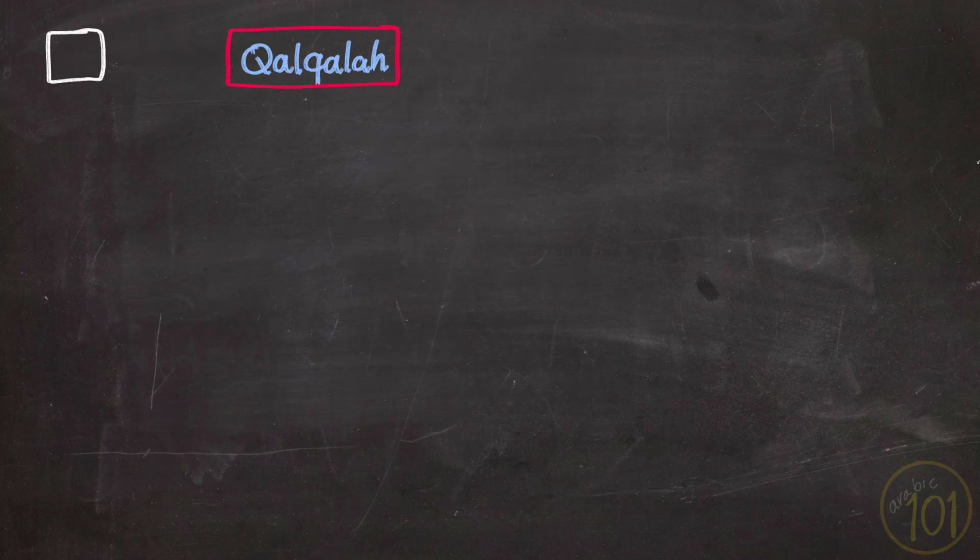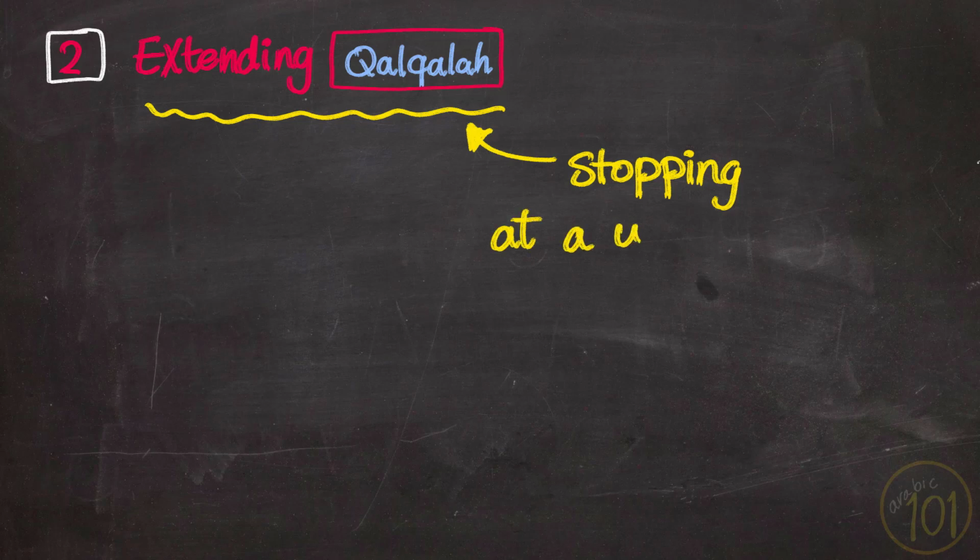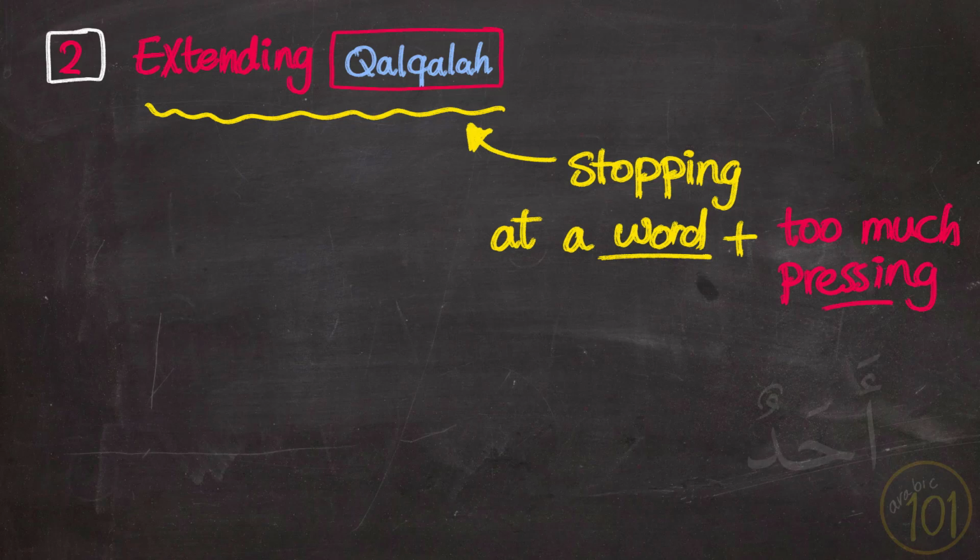The second common mistake is extending the qalqalah. And this happens when you stop at a word ending with a qalqalah letter. But then you press too much on that letter to try and show the qalqalah more than you should. And the mistake sounds like this.